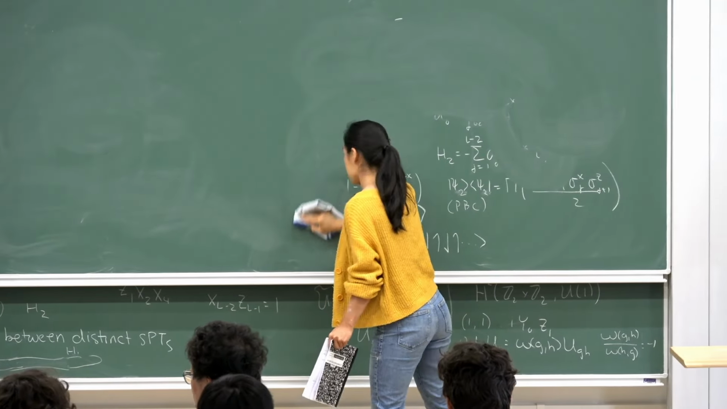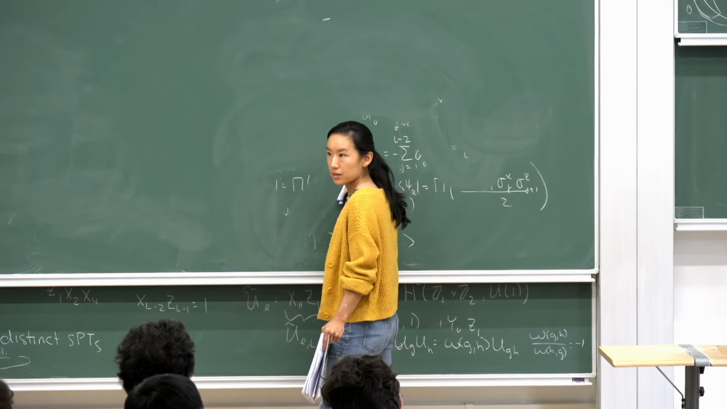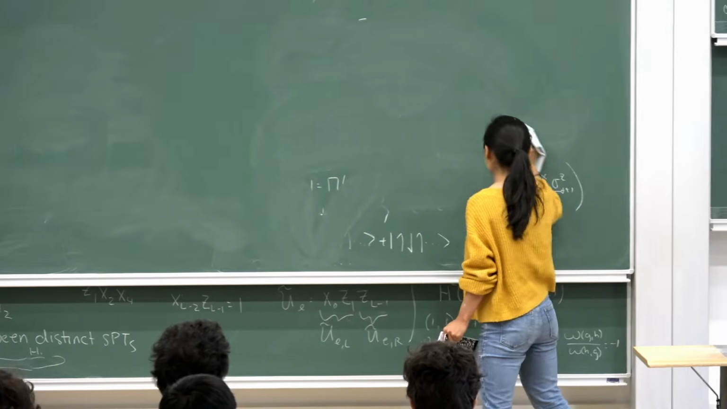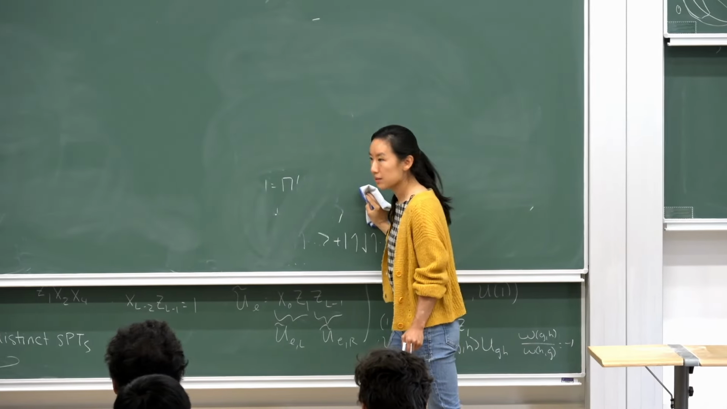I presume in general, even if you don't break the symmetry. Well, I guess the idea here is that if you don't break the symmetry, you have to close the gap to get between these two Hamiltonians. Yes, that's right.